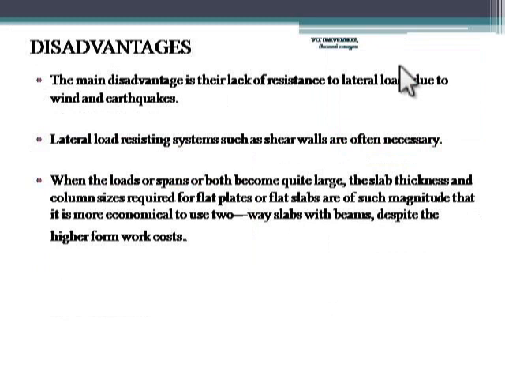Some of the disadvantages of flat slabs are: the main disadvantage is their lack of resistance to lateral loads due to wind or earthquake. Lateral load resisting systems such as shear walls are often necessary. When the loads or spans or both become quite large, the slab thickness and the column size required for flat plates or flat slabs are of such magnitude that it is more economical to use a two-way slab with beams despite the higher formwork cost.